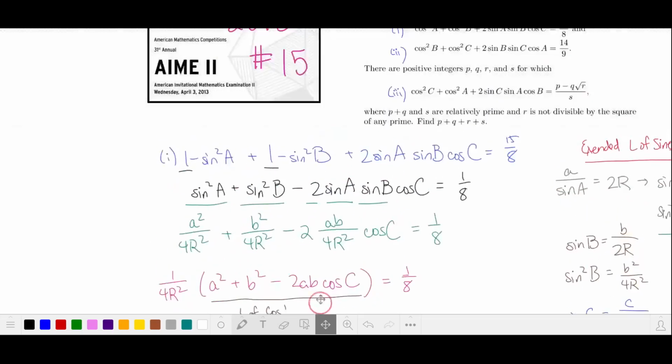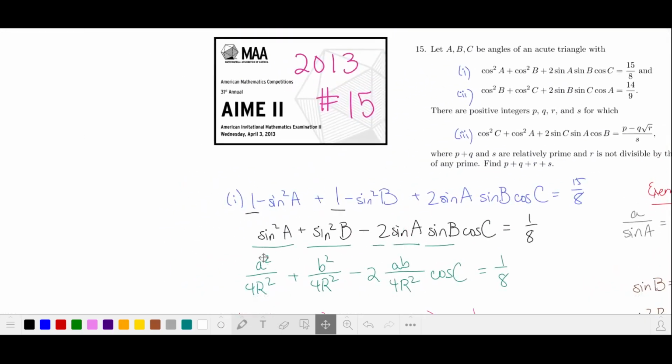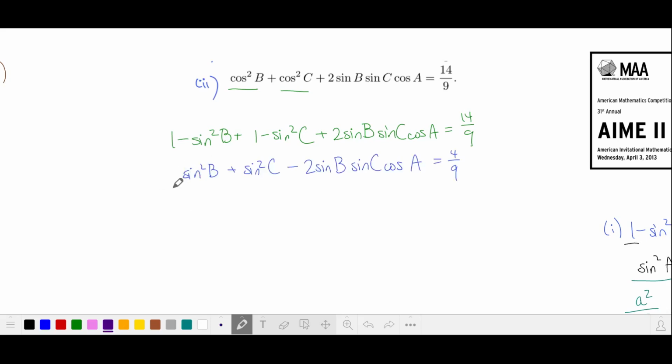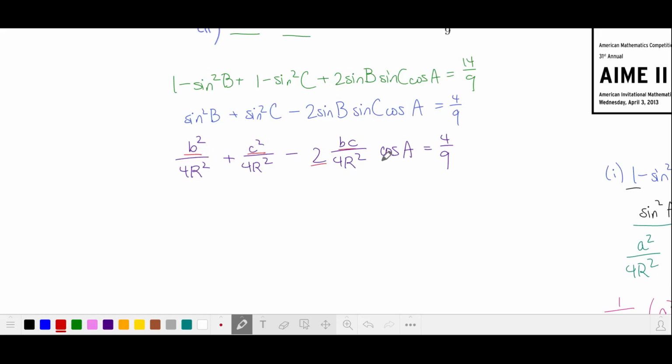Let's do the same thing to equation 2 in the problem statement. Again, we'll replace these cosines with 1 minus sine squared of B and C, subtract 2 and multiply through by -1. Substitute from the extended law of sines. We can see our terms here from the law of cosines. So I'll write this as 1 over 4r squared times a squared, and this is equal to 4/9. On the left again, we have the square of the sine of A, and the square of the cosine is 1 minus that, or 5/9.